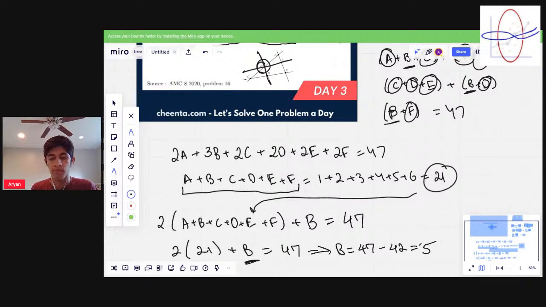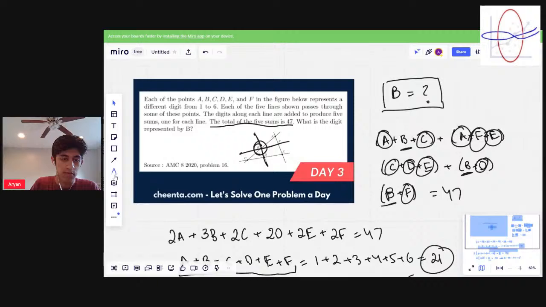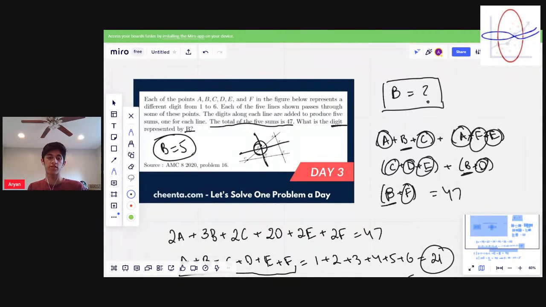which is equal to 5. And now, again, we just want to make sure we read the question, because doing all this work, it would be a shame to write down the wrong answer. So again, the question is, what is the digit represented by B? And we got B is equal to 5. So then we would circle B equals 5 as our answer, and we'd move on to the next question.